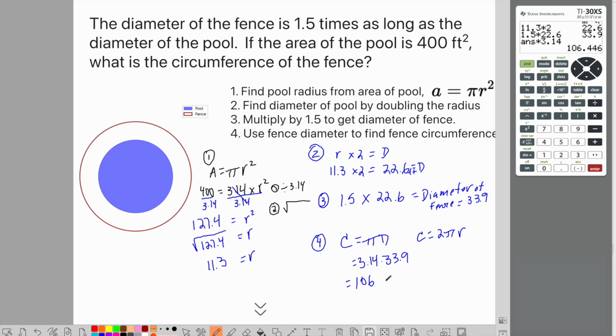So why would you want the circumference of the pool, or the fence around the pool rather? Maybe you're putting up a fence. Fences are required. So this would be 106 feet.